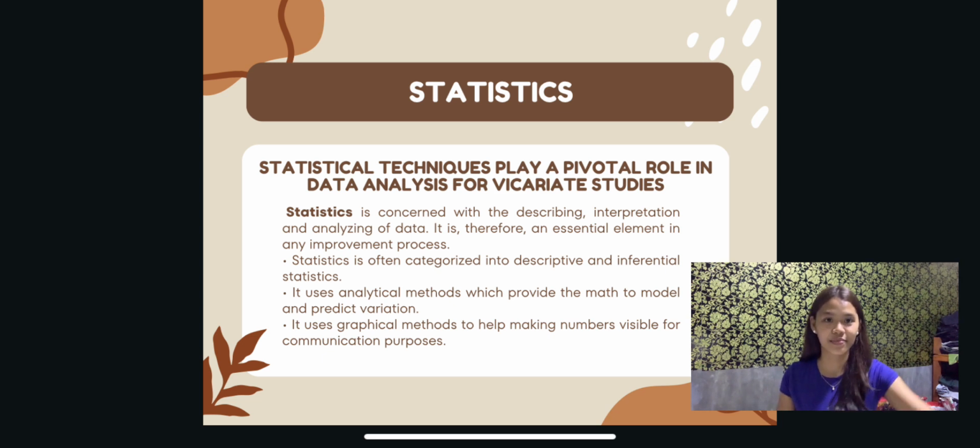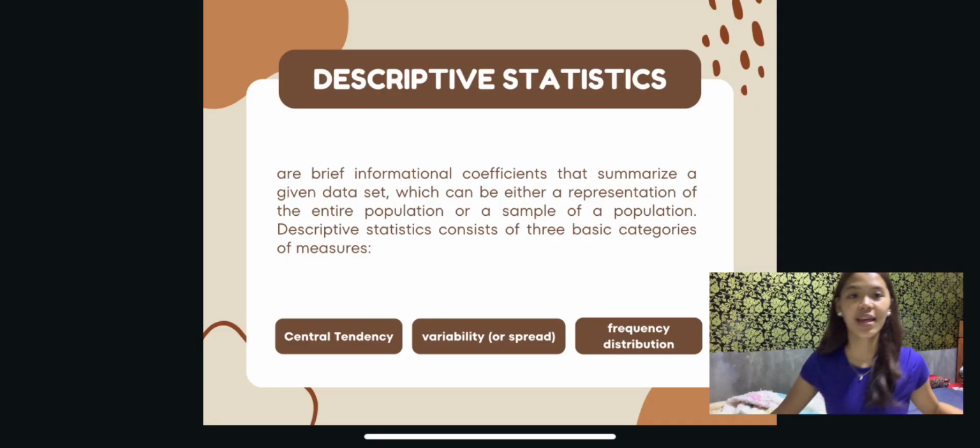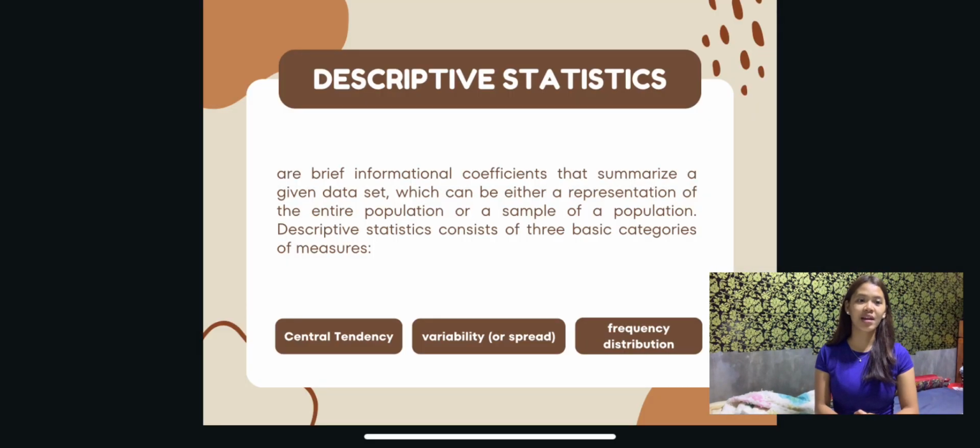That is statistics. We have two types of statistics, which are descriptive statistics and inferential statistics. The first type is descriptive statistics. This type is a brief informational coefficient that summarizes a given data set, which can be either a representation of the entire population or a sample of a population. Descriptive statistics consist of three basic categories of measures, which are central tendency, variability or spread, and frequency and distribution.